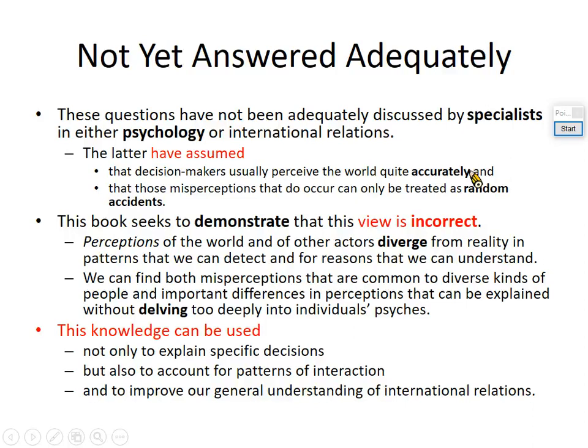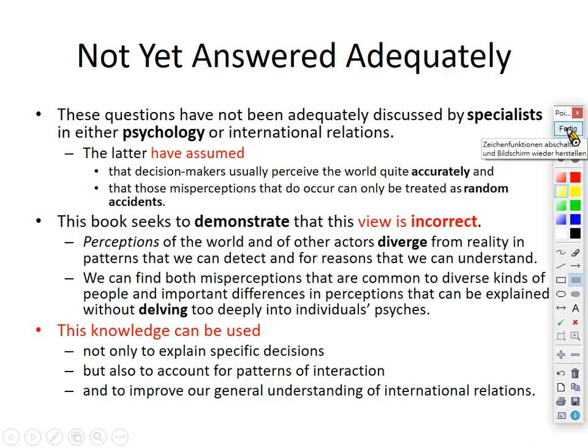Unfortunately, so far, these questions have not been adequately discussed by specialists in either psychology or international relations. When we talk about making a decision on the state level, it's related to international relations, right? And as a political scientist myself, ironically, I have been trained to believe elites are better than ordinary people. But in reality, not quite so. Elites, a lot of the time, make mistakes too, right?